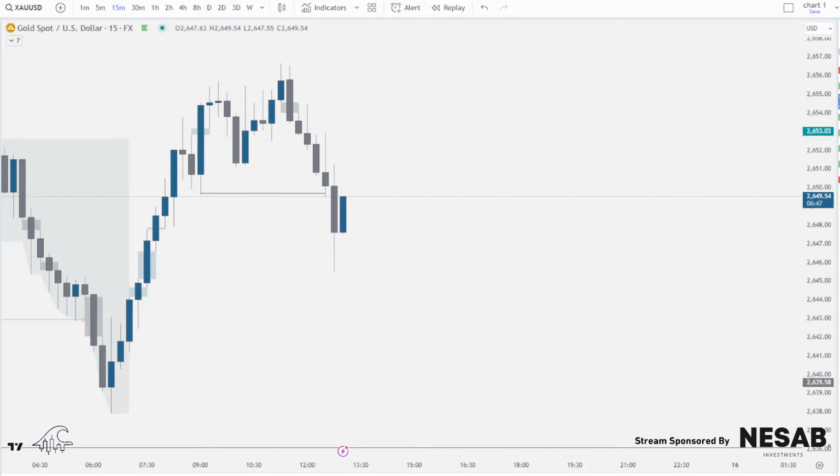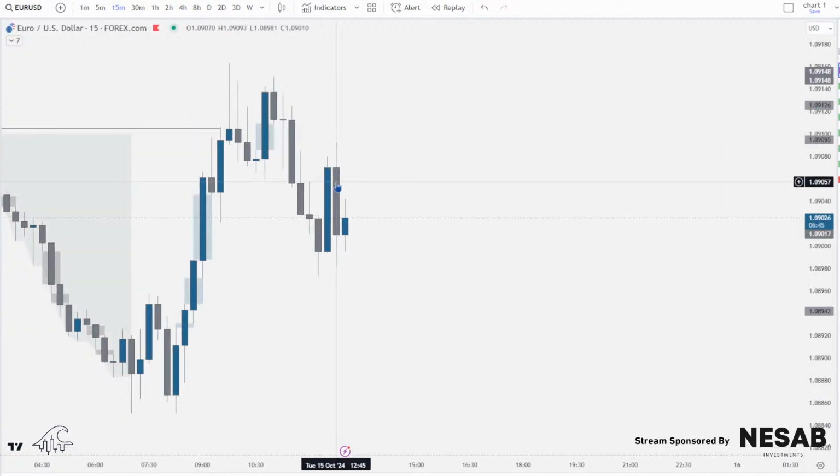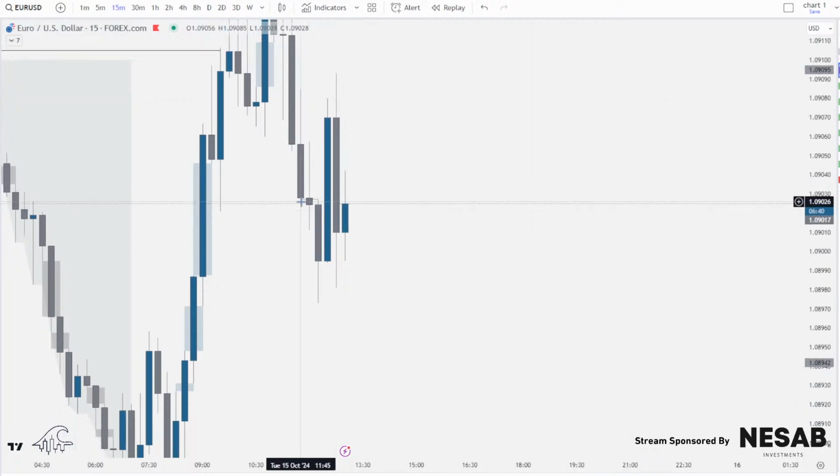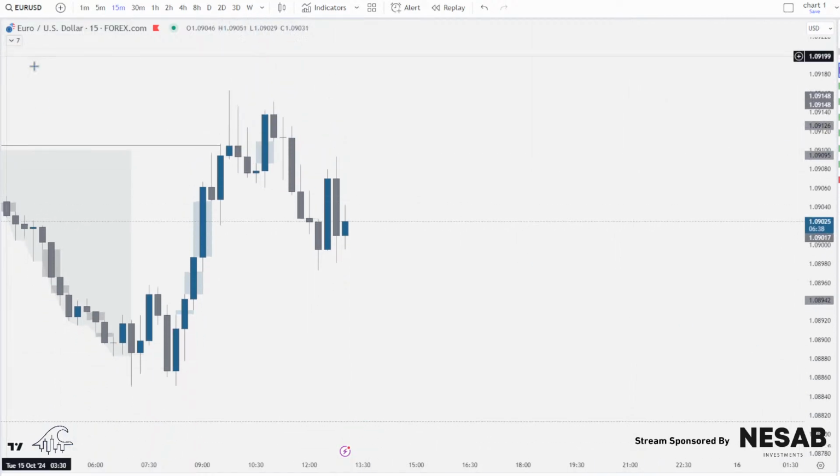Okay, so let's just go over what we're looking at here. We did form a gap here, and I explained how preferably our stop would be above the high.